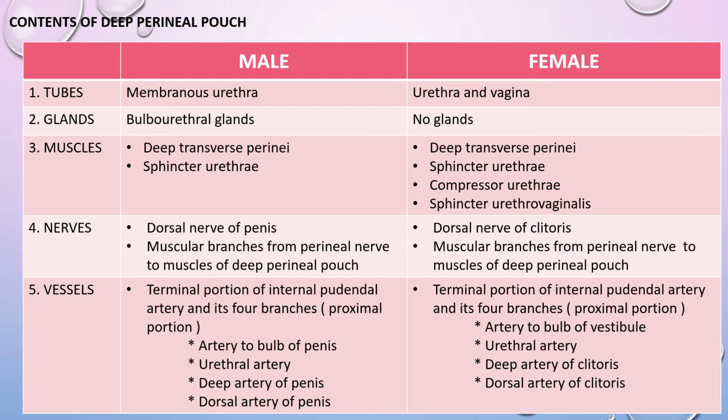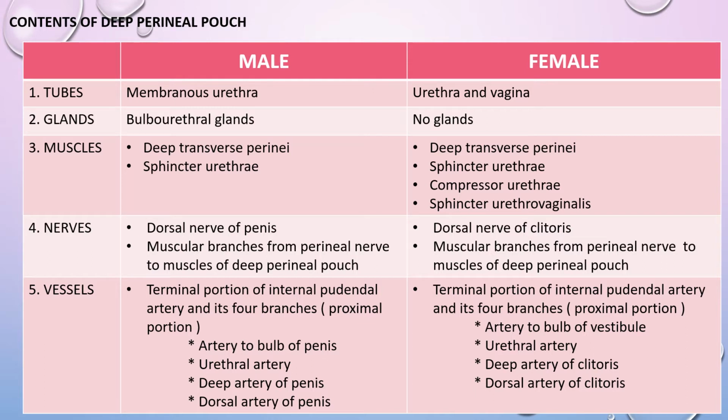Coming to the nerves as a content, following nerves are present in male: dorsal nerve of penis, muscular branches from perineal nerve to muscles of deep perineal pouch. In female, dorsal nerve of clitoris and muscular branches from perineal nerve to the muscles of deep perineal pouch are present in the deep perineal pouch.